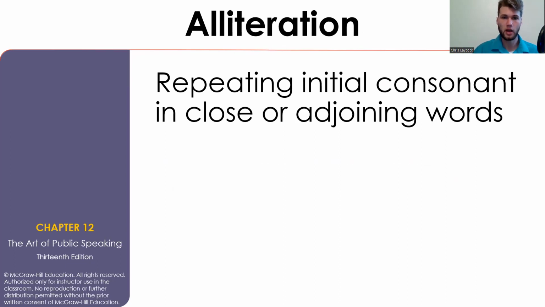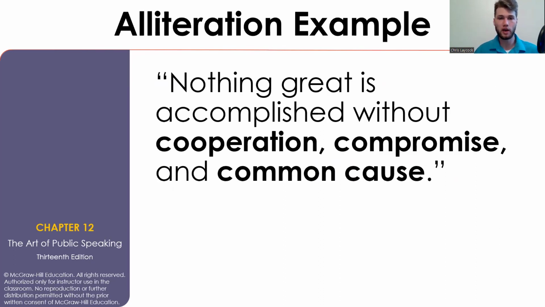All right, alliteration. Repeating initial consonants in closely adjoining words. The word consonant here just means something that isn't a vowel. Here's an example. Nothing great is accomplished without cooperation, compromise, and common cause. All right, all using the letter C, that consonant C in the beginning of those words.